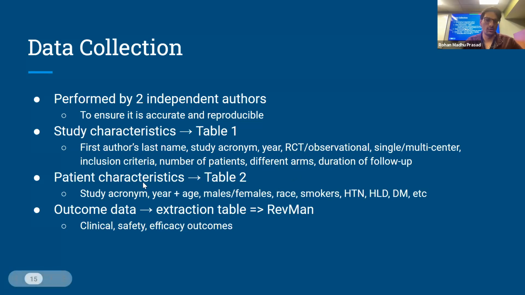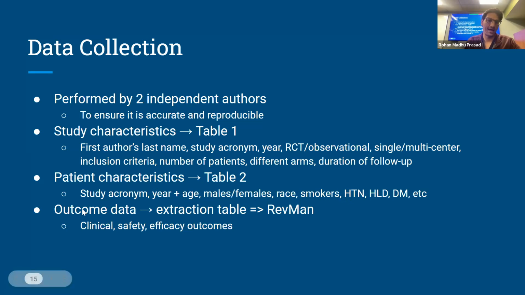And then in Table 2, you're going to create a table with the patient characteristics. So for this one, I do either the study acronym or the last name, whatever's most common, and then the year of the study. So these two are similar to Table 1. It's just to make the information the same. And then in Table 2, I include the mean age of the patients in each group, the percentage of males or the percentage of females, whichever you fancy, the race, percentage of smokers, and then you can do percentage of hypertension, hyperlipidemia, diabetes, COPD, whatever is pertinent to your case and your topic.